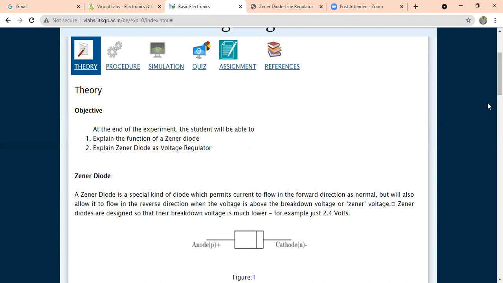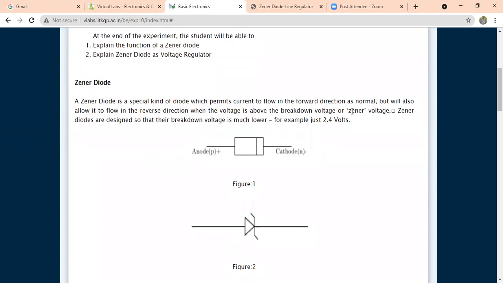This is a diagrammatic representation of your Zener diode. This is your anode, and this part is your cathode. This is a schematic diagram of the Zener diode. This is the anode, the positive end, and this is the cathode, the negative end. So this is how the Zener diode actually looks.